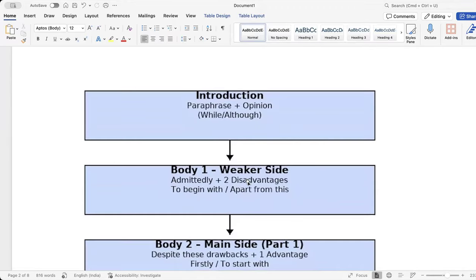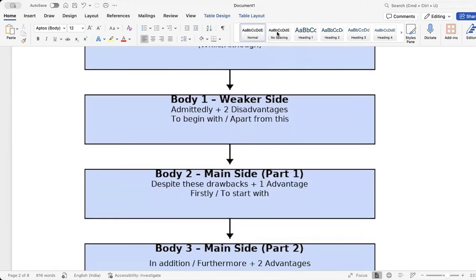So we are going to write this opinion using while and although. After writing, I first write the weaker side. The weaker side in this essay would be the disadvantages. In other essays, it might be the advantages. In this essay, because the disadvantages are less, I'm going with the advantages are more. So the weaker side is the disadvantages. Then I elaborate 2 points for that. Two disadvantages go with the weaker side. One disadvantage and then another disadvantage.